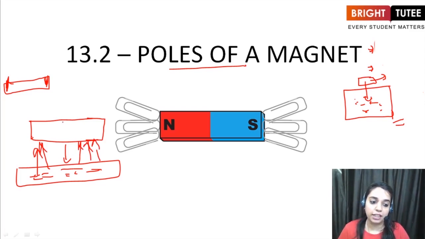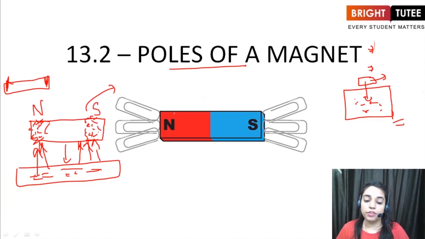And what is the pattern? Most of the iron fillings were clinging to the edges of this bar magnet, and these edges are called, children, poles of the magnet. These are the poles of the magnet, right children? And these poles are labeled: one pole is the north pole, whereas the other pole is the south pole.